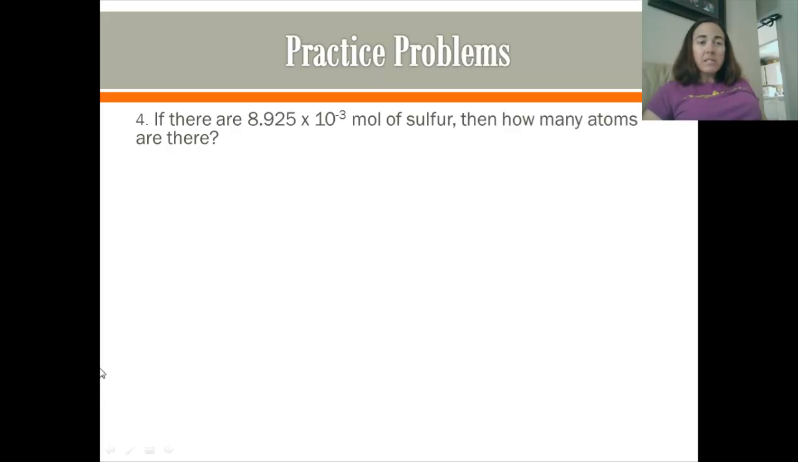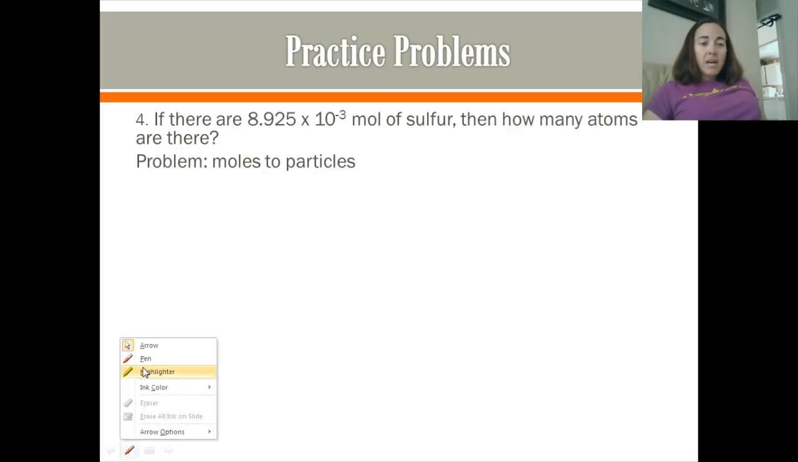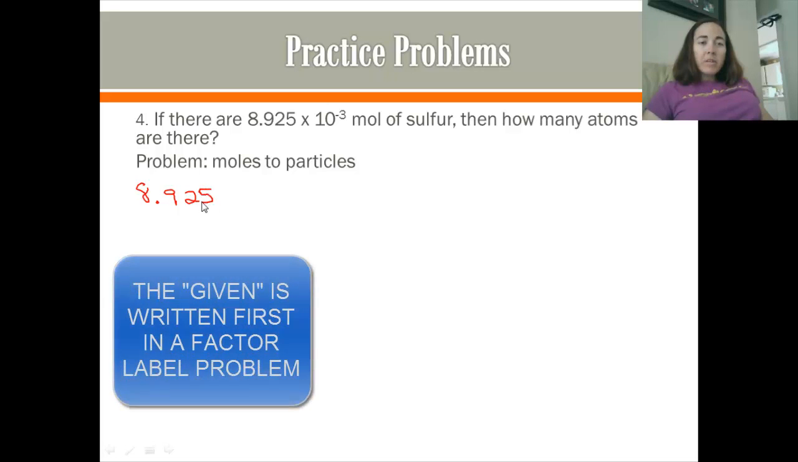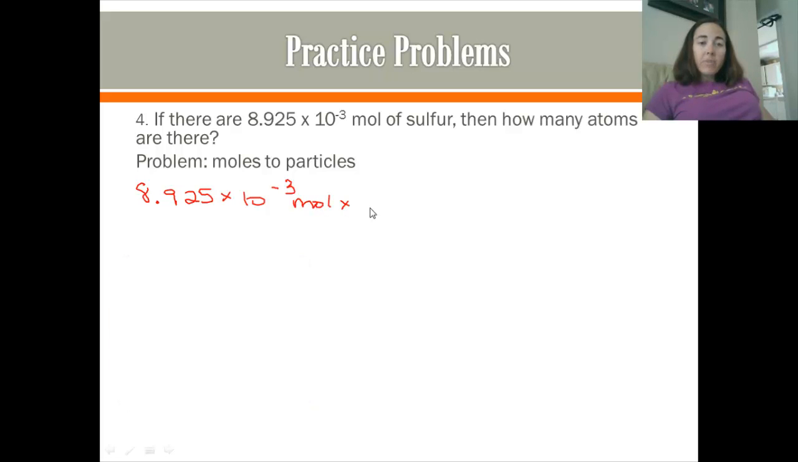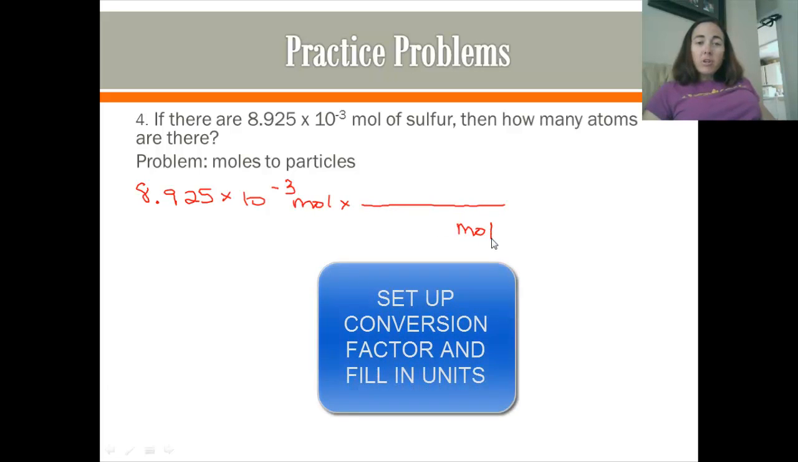Let's try some more. In number 4, we've got moles of sulfur, and we're trying to convert to atoms, or particles. Alright, so let's set this up the same exact way. Write down the given. I hope you see the pattern that's forming here in terms of how we're working these out. 10 to the negative 3 moles. You write down your given first, make a place for the conversion to go, fill in your units next.